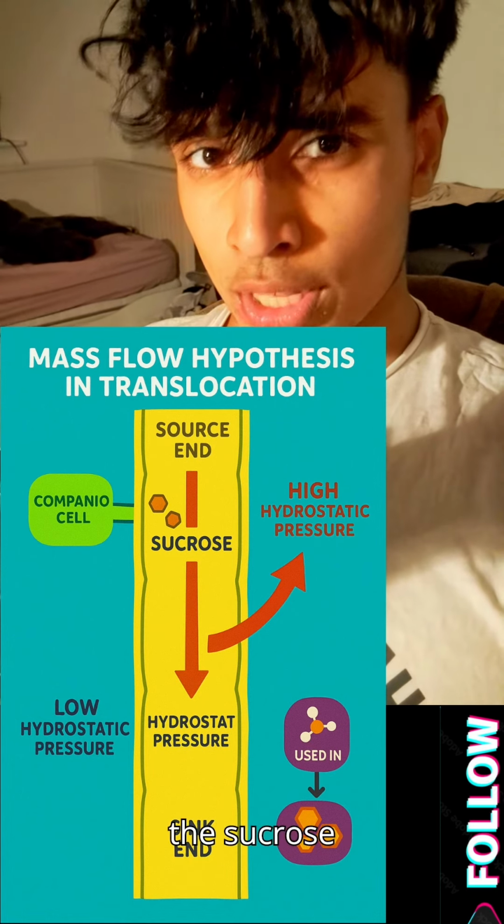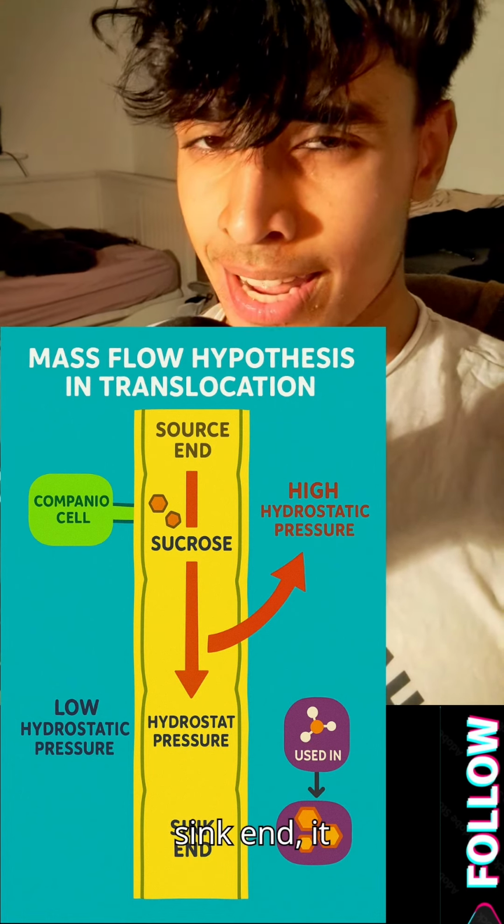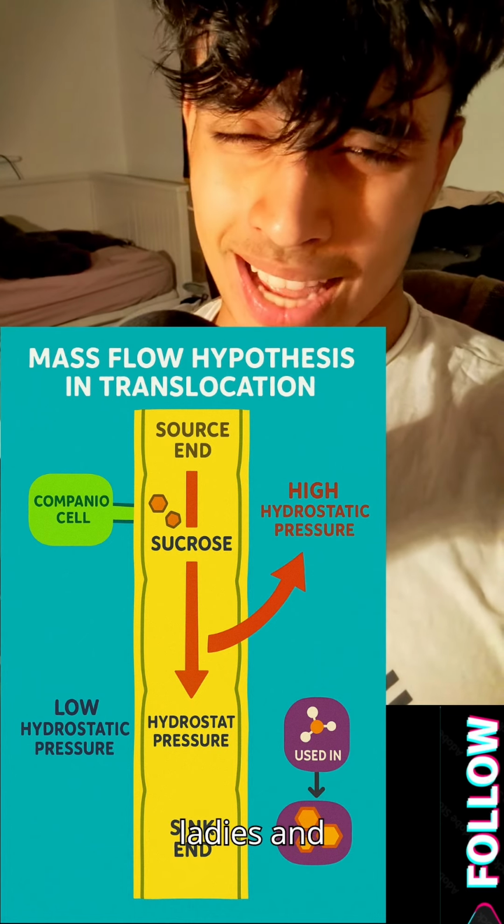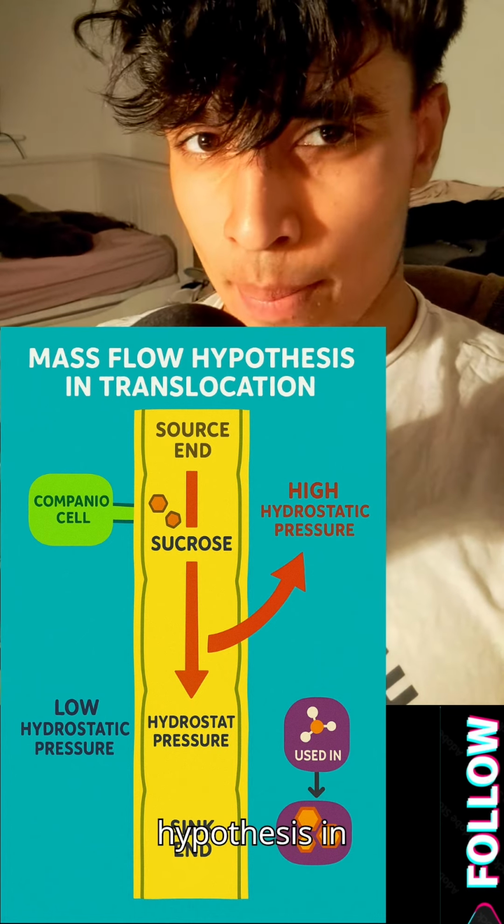When the sucrose reaches the sink end, it can either be stored as starch or used for respiration. And that, ladies and gentlemen, is the mass flow hypothesis in a nutshell.